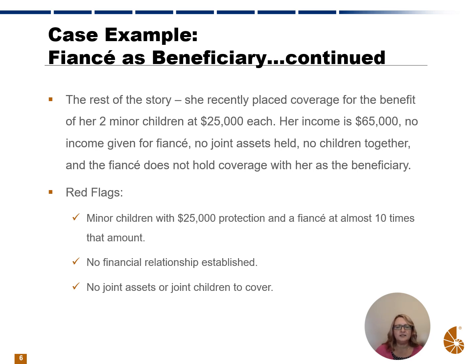So there are some red flags in this situation. Why would we cover children at $25,000 but then give a fiance almost 10 times that amount, especially when there's no financial relationship established, there are no joint assets, and no joint children to cover? So this is a situation where we probably don't want to move forward.